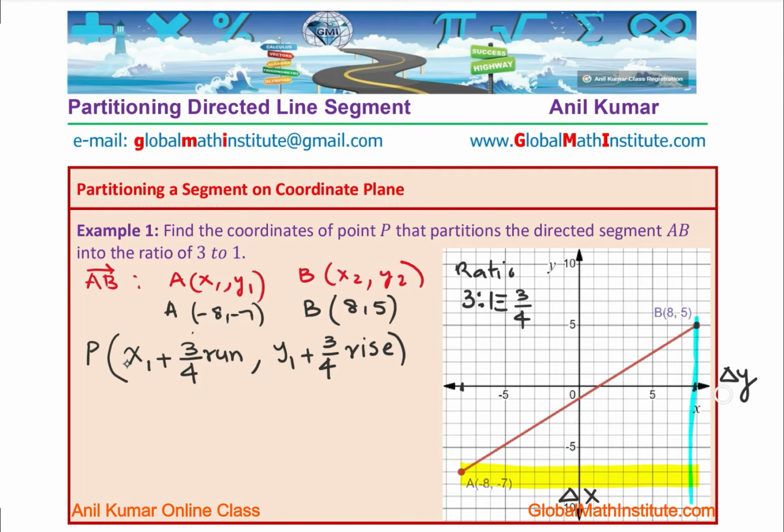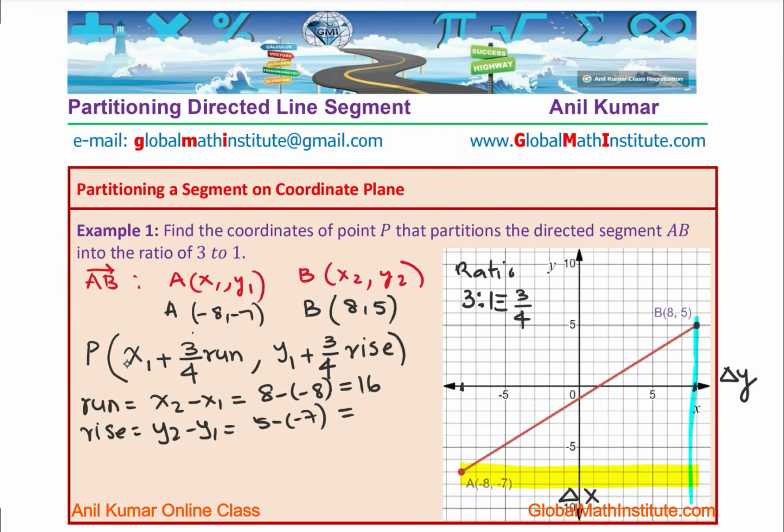So let's calculate what is run and what is rise. So the run is basically x2 minus x1, which is equal to, from these points 8 minus -8, right, which is 16. And the rise is y2 minus y1, which is 5 minus -7. So which is 5 plus 7 or 12. Do you see that? So we got our rise and run. Now we'll substitute these values in our formula. 3/4 of this, right? And calculate.